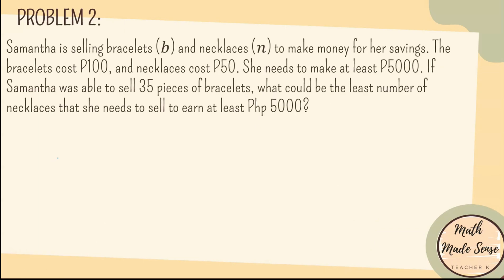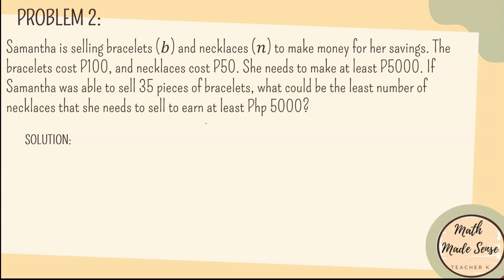Let's go to the second problem. Samantha is selling bracelets represented with the variable B and necklaces represented with the variable N to make money for her savings. The bracelets cost 100 pesos and necklaces cost 50 pesos. So this is her quota. She needs to make at least 5,000 pesos. If Samantha was able to sell 35 pieces of bracelets, that's B equals 35, what could be the least number of necklaces that she needs to sell to earn at least 5,000 pesos?